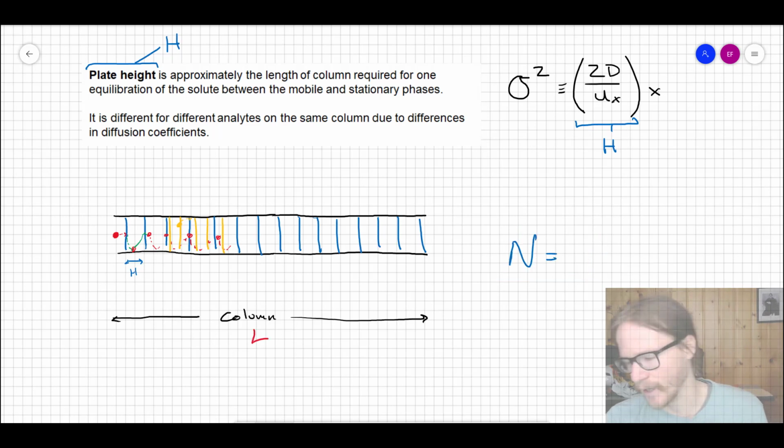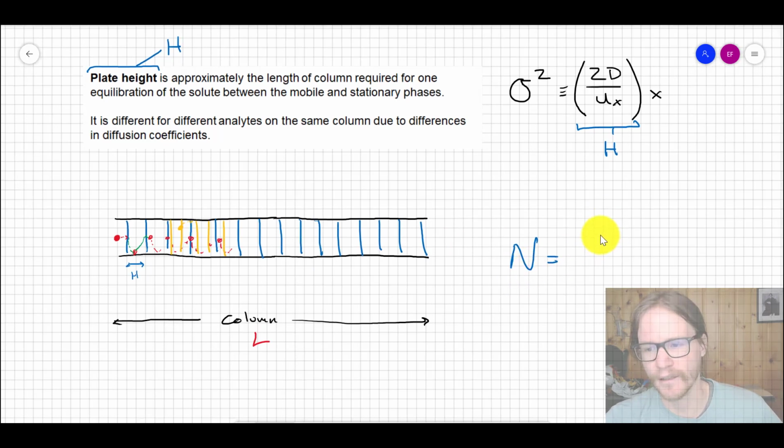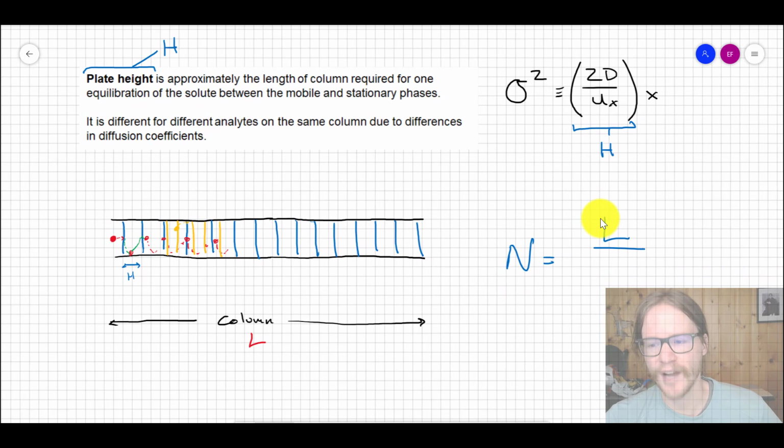So then, of course, the number of theoretical plates on a given column is just going to be the length of the column divided by the plate height. If the length of the column here is L, and this is a finite thing we can measure, maybe our column on our LC is 10 centimeters, then 10 centimeters divided by this hypothetical length for one equilibration cycle for that particular compound under those conditions.